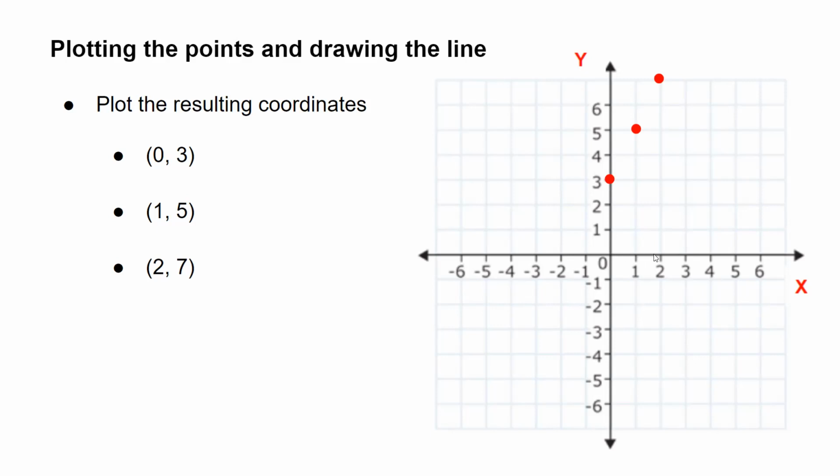That third coordinate is x equals 2, y equals 7. 7 is this point. We're just beyond 6, where these are in increments of 1. So even though it's not labeled, that is y equals 7. And then after that, we just draw the line between all of those points. And that's what we were looking to do in this exercise.